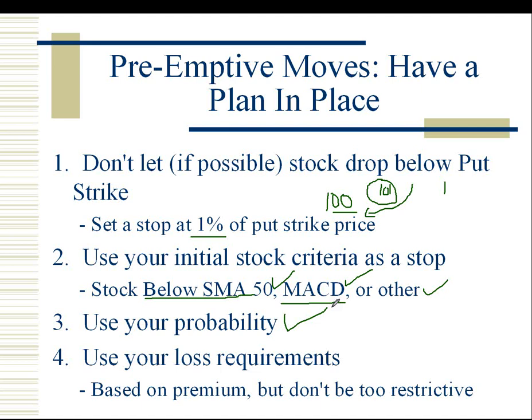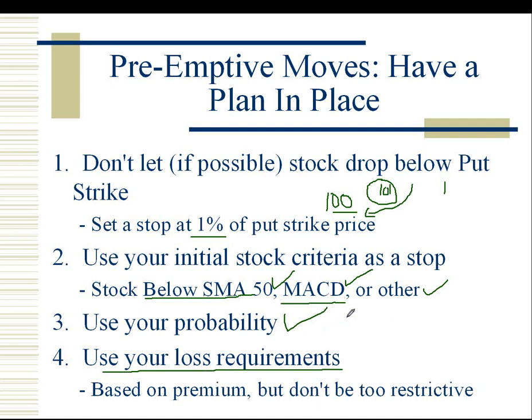Or if I started a position that had a 75% probability, but now the probability on that put as we get closer to expiration has dropped down to maybe 60% or 55%, I may consider management. And another way you can set alerts or contingent orders to stop your position, mental stops or hard stops as well, is premium.